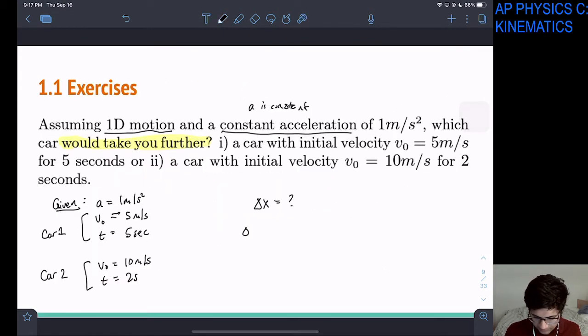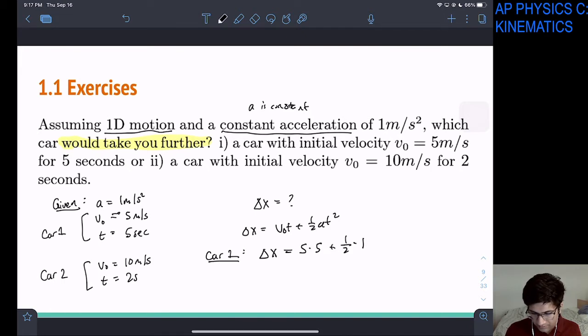So we have delta x equals v naught t plus 1/2 at squared. Okay, so for car 1, we have delta x is equal to 5 times 5 plus 1/2 times our acceleration, which is 1, times our time squared. And this is 25, and this is 25 over 2, which is 12.5, so we get, I'll write it out, 25 plus 12.5, which is 37.5 meters.